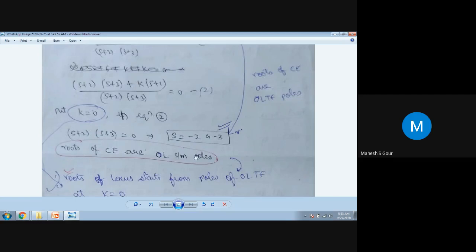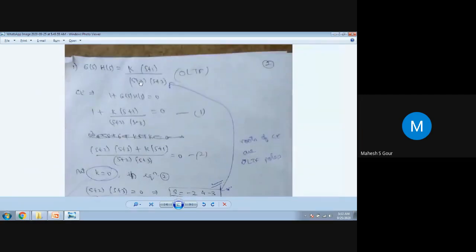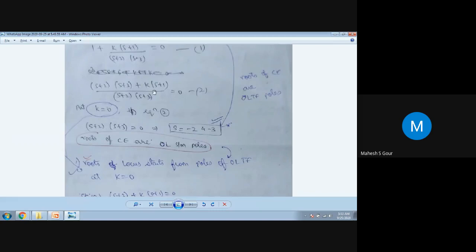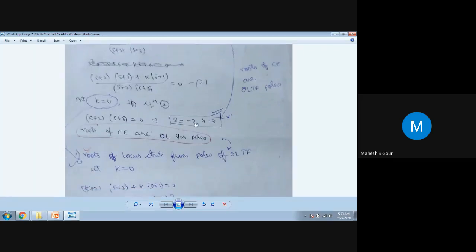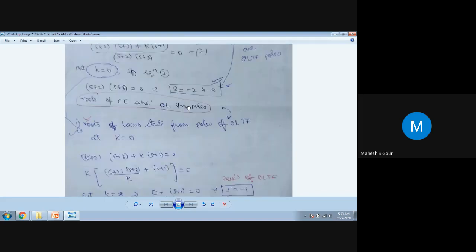This is equal to the open loop system poles, correct? Because here also s equal to -2 and -3 will be the roots. And when I put k equal to 0, again I am getting s equal to -2 and s equal to -3. Both are the same as the poles of the characteristic equation. So it concludes that the root locus starts from the poles of the open loop transfer function.